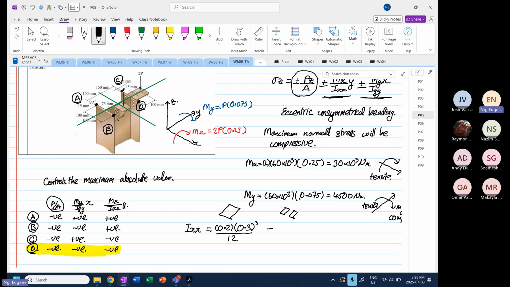We don't need to find the centroid for this case because we know where the centroid is. I repeat again, we don't need to find where the centroid is by using the formula. Remember, I showed you before, we know the position just by observation. So twice the width is equal to 100 minus 7.5, which is 92.5. That's the width. And the depth is 300 minus 15 minus 15, 0.27.